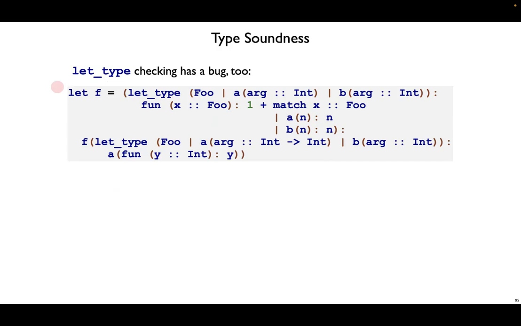Let type also has a bug, and this one is a bit more serious. Here's an example. This program is well typed, but it should not be. First, we say f is equal to the result of this expression. This expression eventually produces a function, but before that, it has a local let type declaration, which binds foo. Now our function down below expects an input of type foo. That function is now bound to f, and then we go down below. We call f, and the argument is the result of the second let type expression. We have a second let type, which also binds foo, and in the let type body, we create an a variant. So an a is a foo, and this a has a function inside, int.